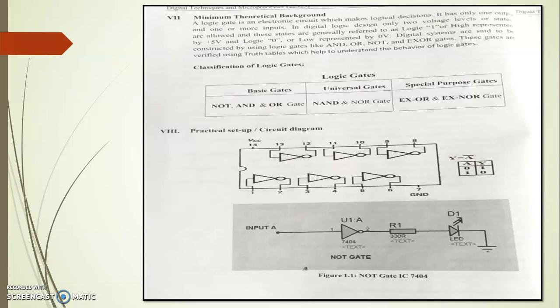So you can see that there is a circuit diagram. Total 14 pins are there. Pins 1 and 2 are connected with the NOT gate. Pin number 7 is ground and pin 14 is your VCC. There are pins 1 to 14.